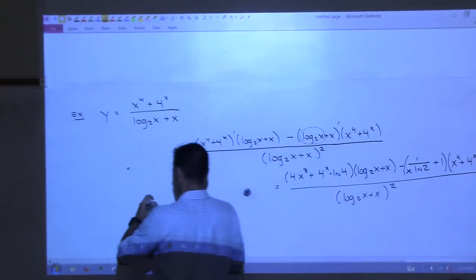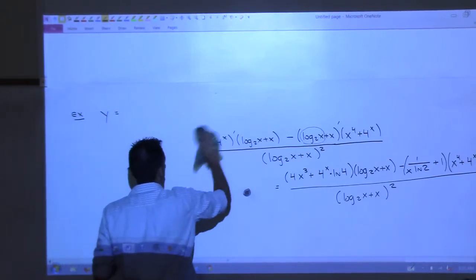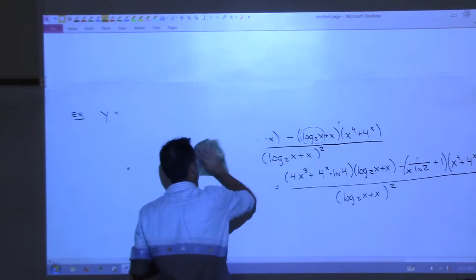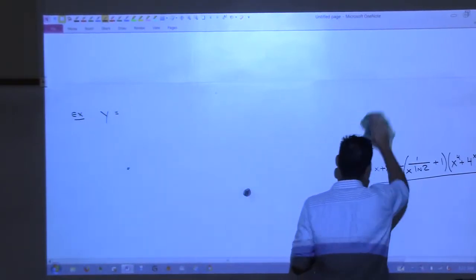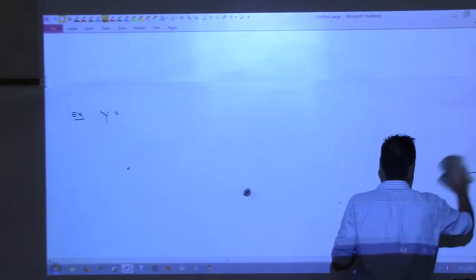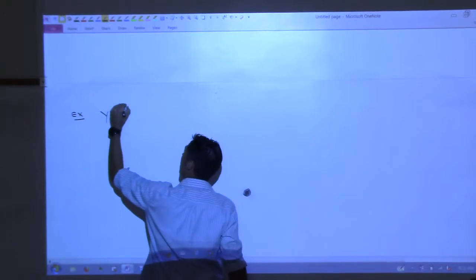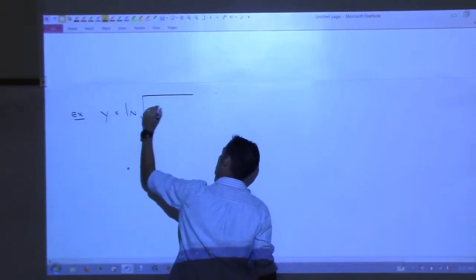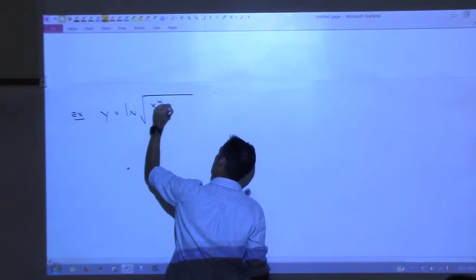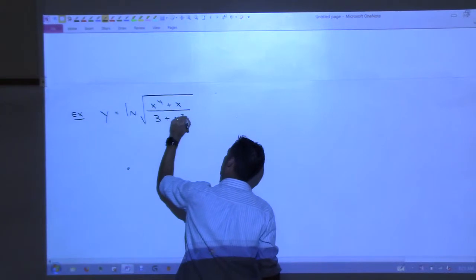Something like this. My goodness. Okay, look at this one. Natural log of the square root of x to the 4th plus x over 3 plus x squared.